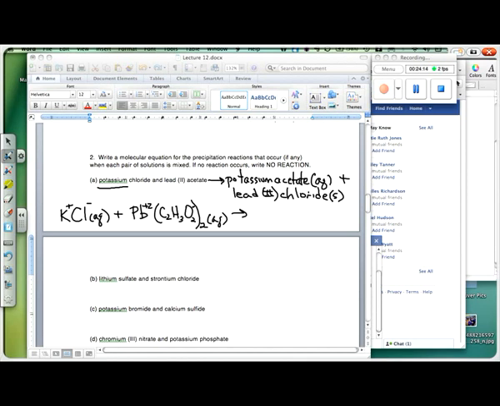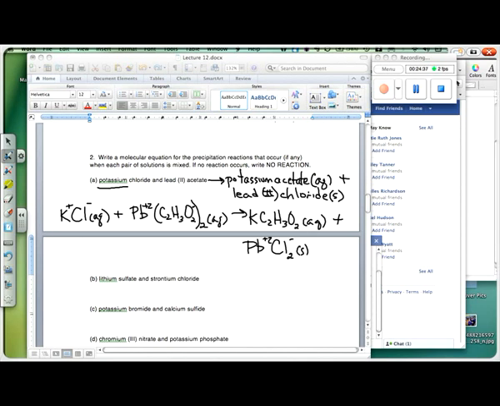Potassium acetate, I have a plus 1 and minus 1, so here's my formula, and this is aqueous, plus Pb with a plus 2, and then chlorine with a minus 1, so there's my formula.